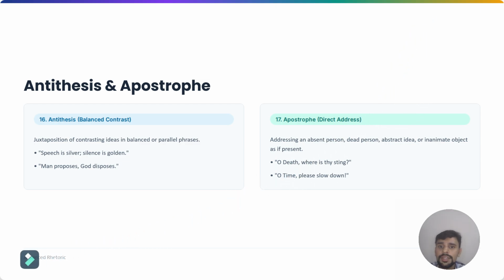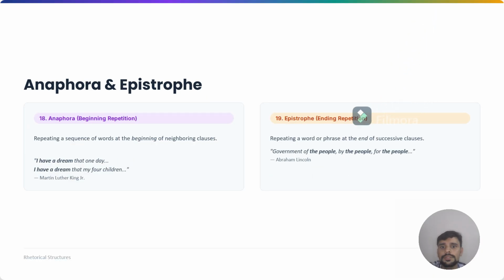Time is being treated as though it can hear us. This technique creates emotional intensity. A writer can speak directly to an idea rather than merely describing it. That makes the writing dramatic and personal. Now let's look at repetition.